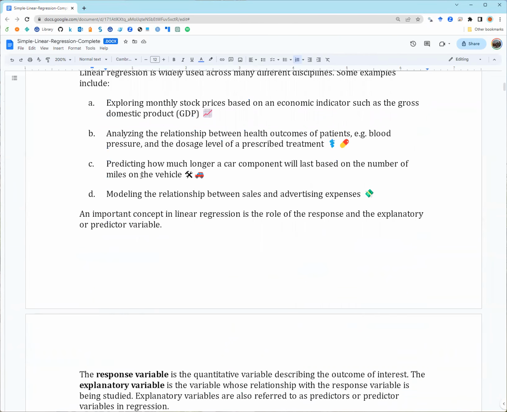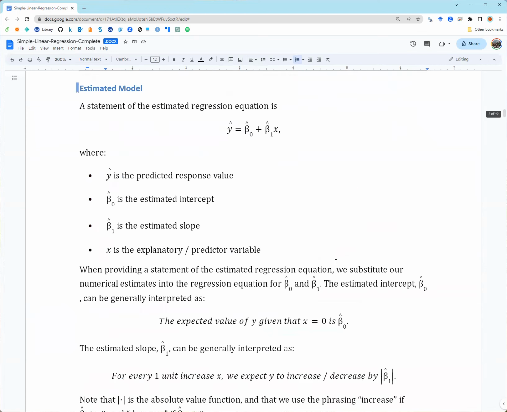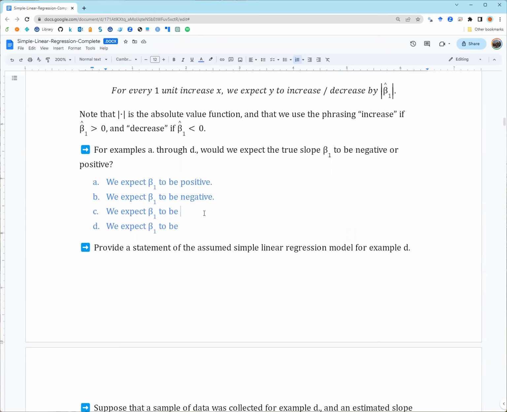Same with part C. Let's see. So the more miles are on a vehicle, how will that affect how much longer it will take for a car part to break? So if we have more miles on the vehicle, if that keeps going up, the amount of time till the car part breaks, till the component breaks, is decreasing. So this is also a negative relationship.